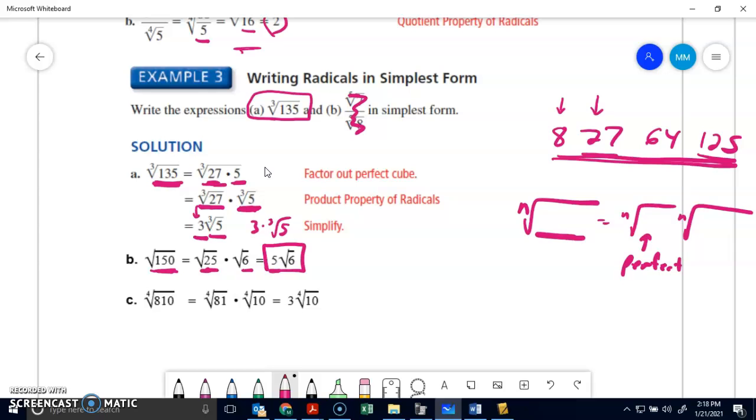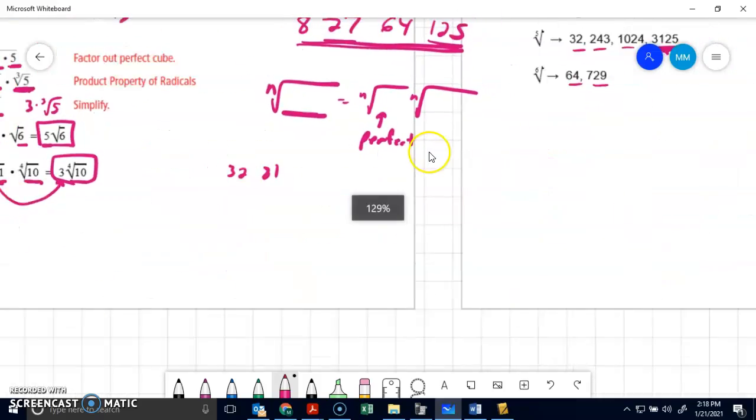How about fourth root? Looking at the fourth root list, I see 81. Well, 810 is not on the list, but 81 is. Break 810 up into 81 times 10. Two factors. The fourth root of 81 is perfect. That becomes 3. Fourth root of 10 is not perfect. It stays trapped inside. Okay. So that's using those properties in both directions.